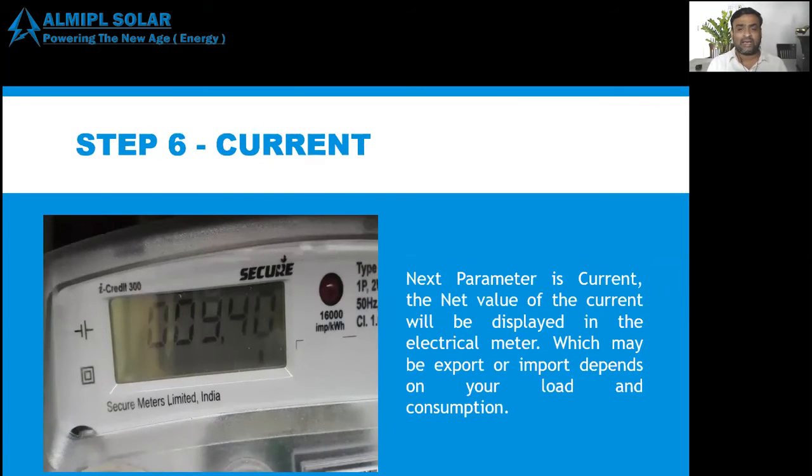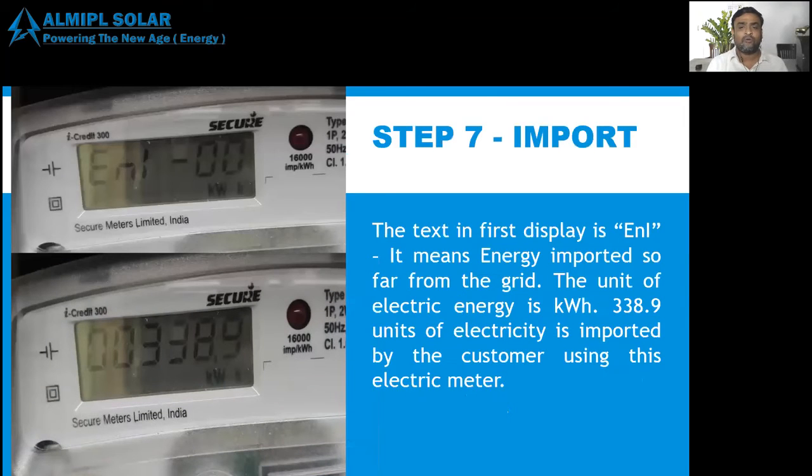The next parameter is the current. The net value of the current will be displayed in the electrical meter, which may be import or export, depending on your load of consumption. Next, the first display is ENI, which means energy imported so far from the grid. The unit of electric energy is kilowatt-hour. For example, 338 units of electricity were imported by the customer using this meter from the date of reading. That's what this meter is showing.